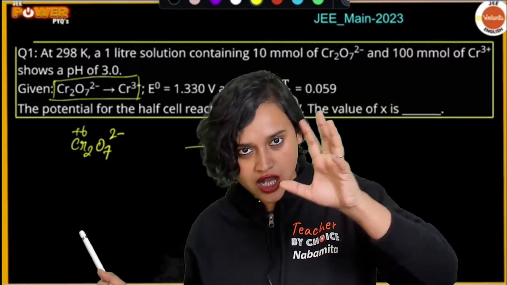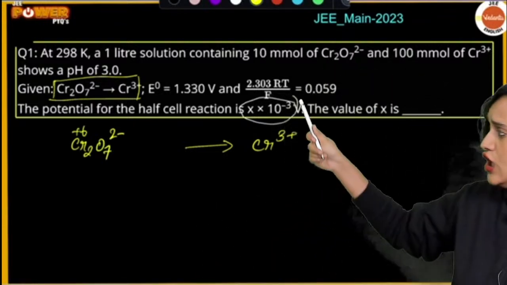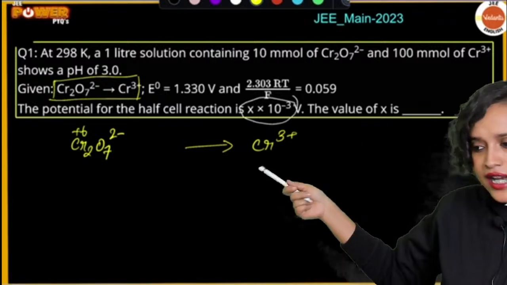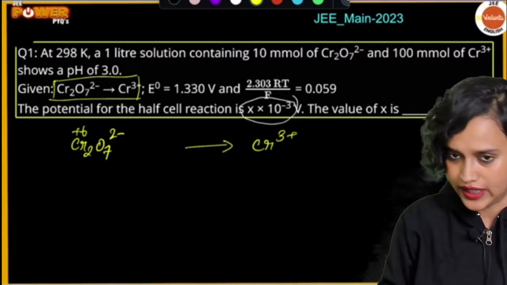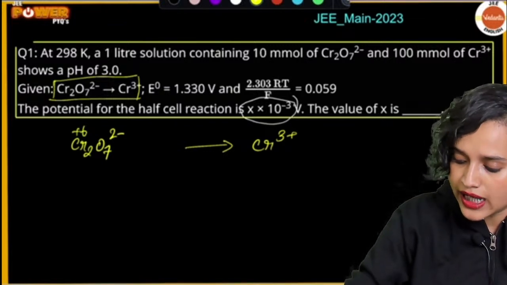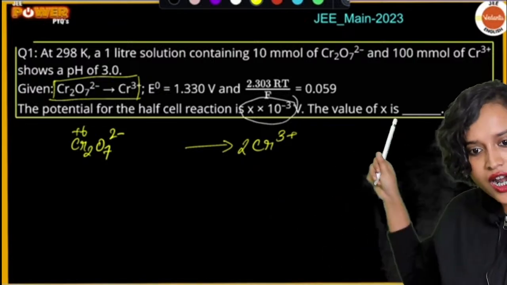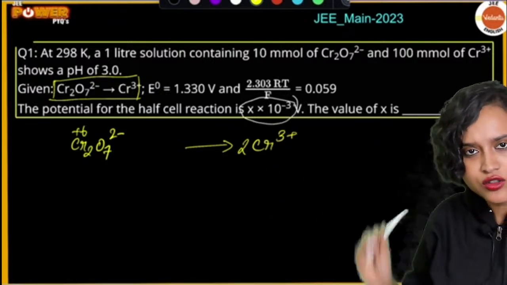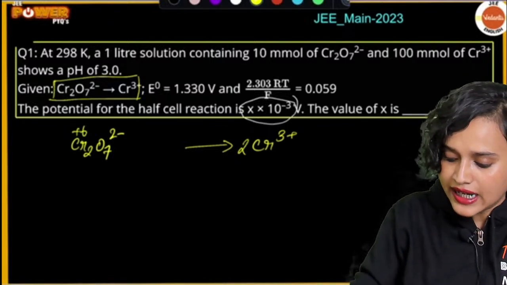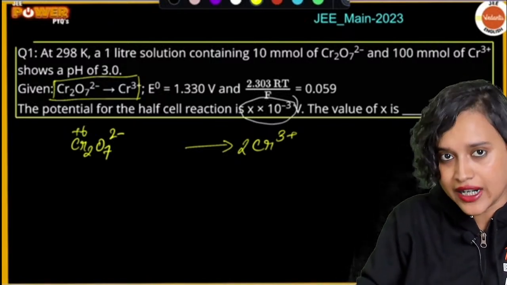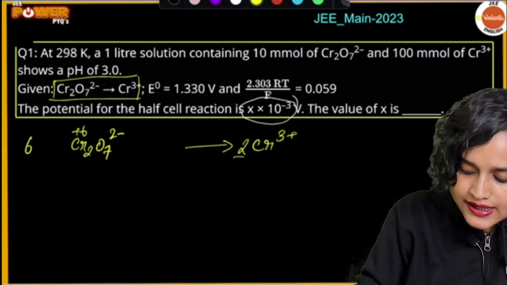I have taught you how to calculate oxidation state in coordination number. So in Cr2O7 2 minus, Cr is in +6 oxidation state. It gets converted to +3 oxidation state. Now if I have to balance it, I will write here 2 Cr3 plus. Am I right, everybody? Now there is a difference of 3 electrons, but since there are 2 moles, the difference is now 6 electrons.